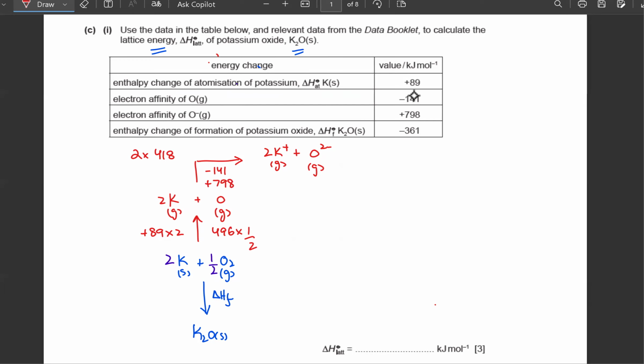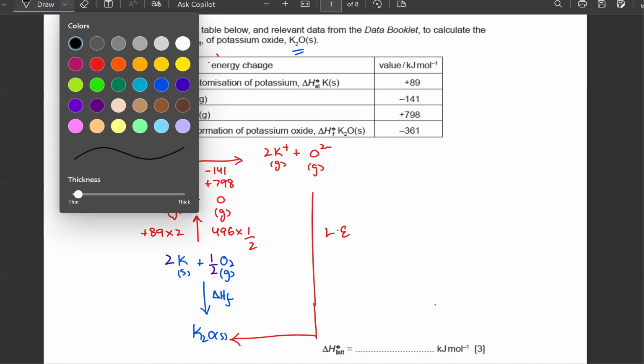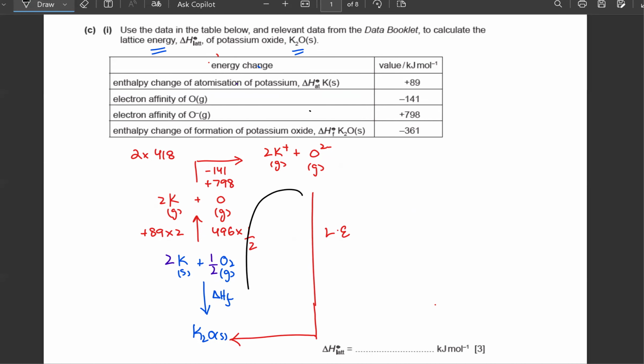So I've turned it into ions, and the last step is I'm going to form the ionic lattice, and that's my lattice energy. So one path is equal to the other path. My lattice energy is equal to the other path, and the direction of the arrows has to reverse. So it's going to be minus 2 times 418 plus 141 minus 798, and then minus 89 times 2.